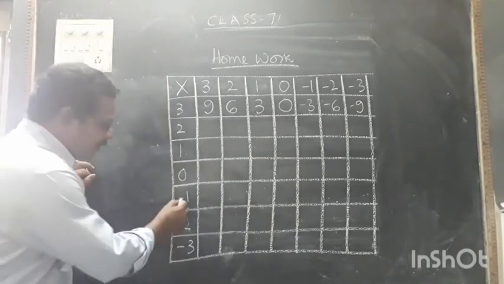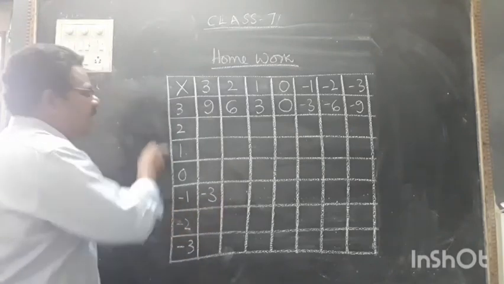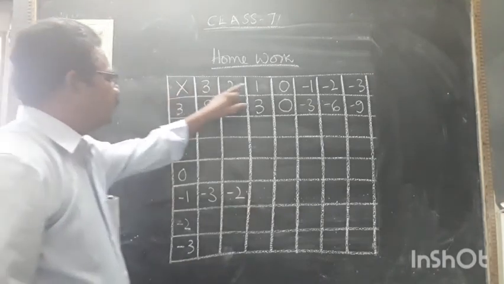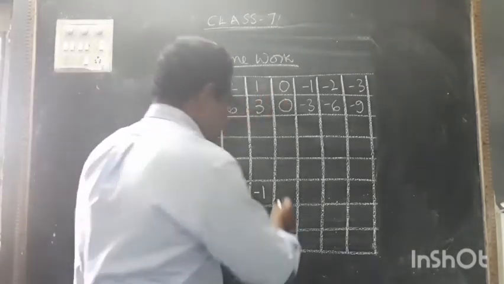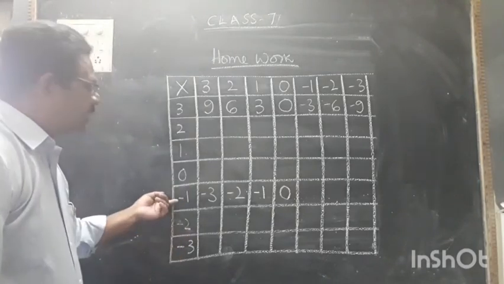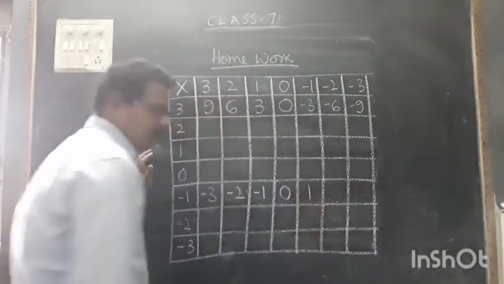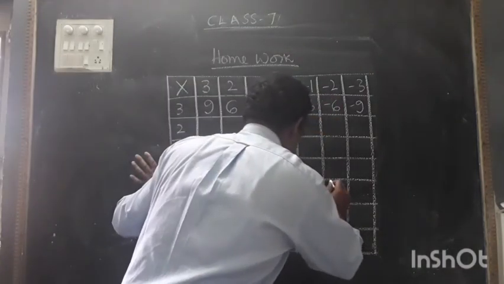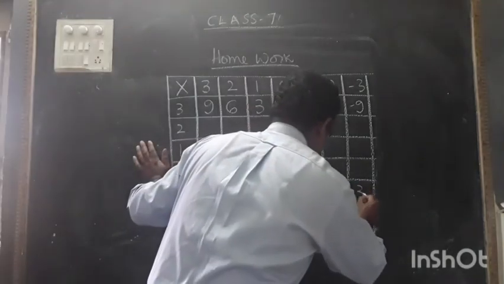Coming to here, minus 1 into 3 is equal to minus 3. Minus 1 into 2 is equal to minus 2. Minus 1 into 1 is equal to minus 1. Minus 1 into 0 is equal to 0. 0 into anything is equal to 0, we know. Minus 1 into minus 1. Minus into minus is plus, so you get only plus 1. Minus 1 into minus 2 is equal to plus 2, minus into minus is plus. Minus 1 into minus 3 is equal to plus 3.